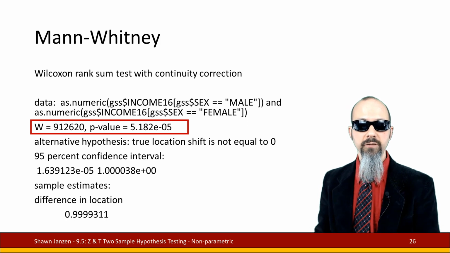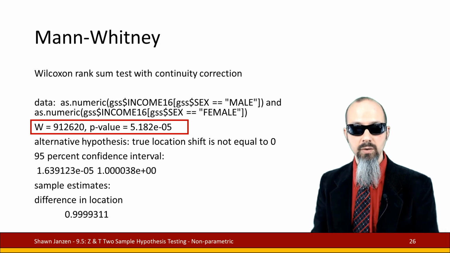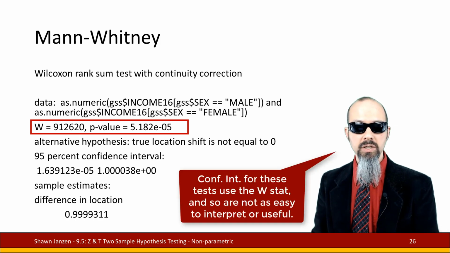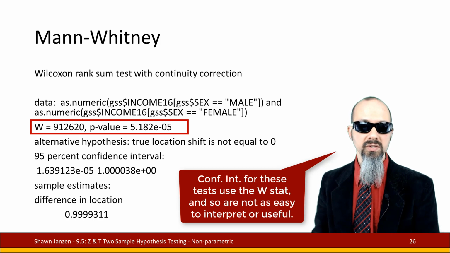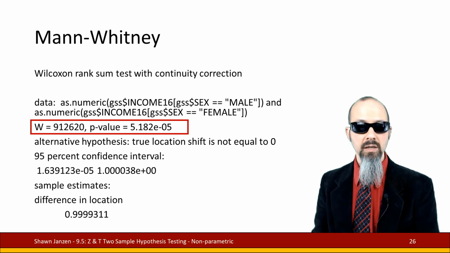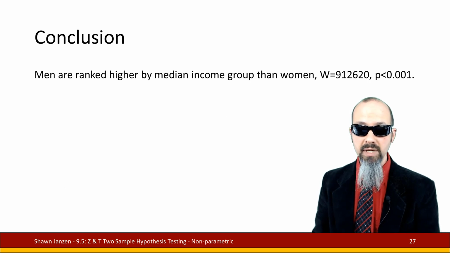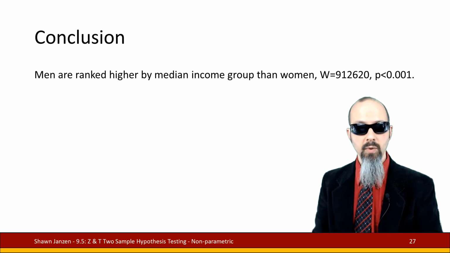There are additional features and options that you can add into the Mann-Whitney U test and the Wilcoxon rank sum test, in which you can turn on features such as confidence intervals and getting precise estimates in there. So check out the exploration options or the script code that corresponds with this lecture talk, and you'll see some of the options there that you can turn on and off. But otherwise, if we want to go ahead and conclude this, we would say that men are ranked higher by median income group than women with the W statistic of 912,620.